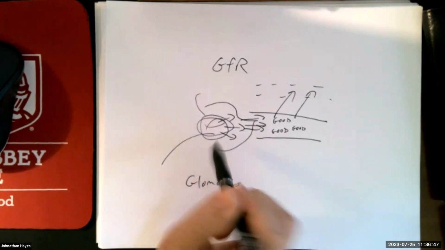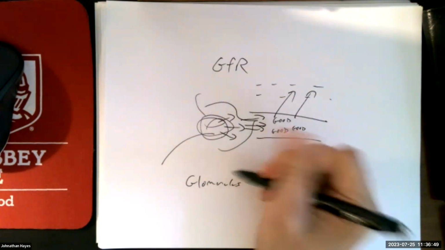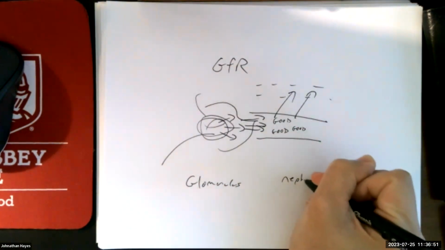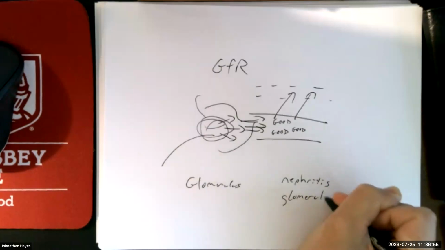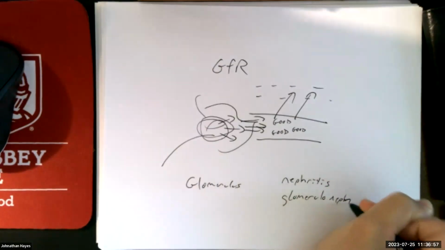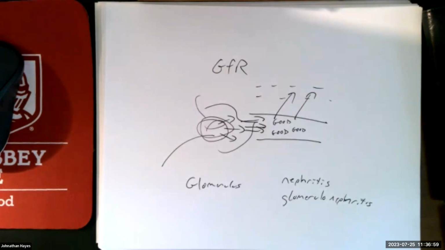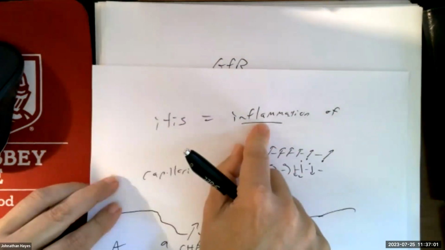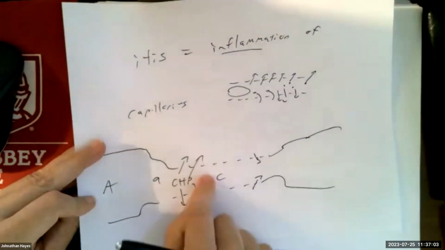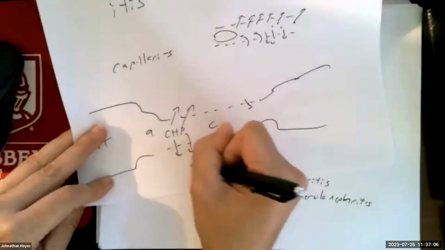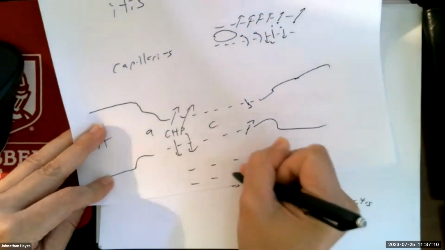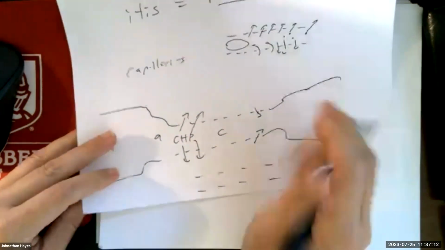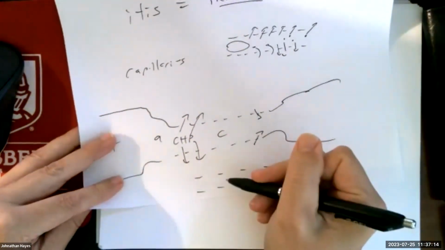But what if I get a problem with the glomerulus itself and that glomerulus becomes inflamed, right? So sometimes if a glomerulus becomes inflamed, you might see terms like nephritis or glomerulonephritis. And when we get inflammation, right, the way that affects capillaries is it ends up making the little spaces too big, right? And again, that's useful in certain instances, not in this one, right?